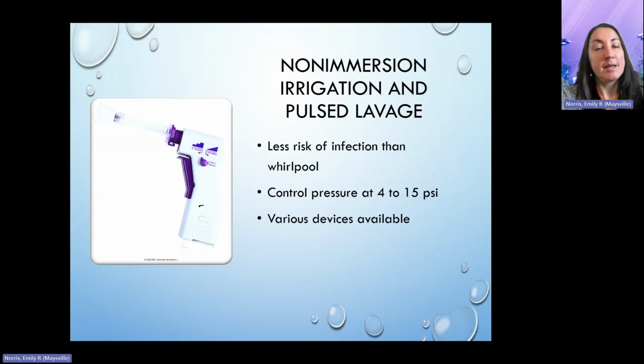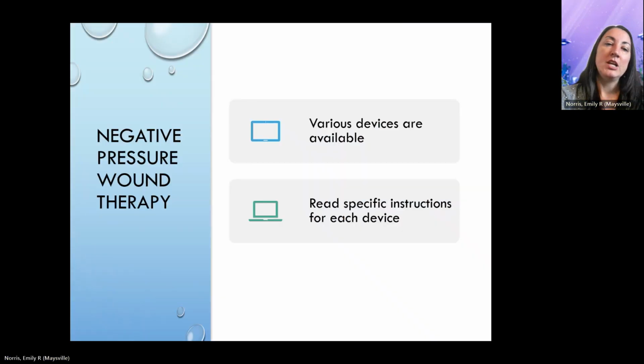And then there are different types of devices that you could use for this. Different devices are available, and you'll have to just read the specific instructions for each device before using it. So you make sure that you're using that device based on the recommendations from the maker.